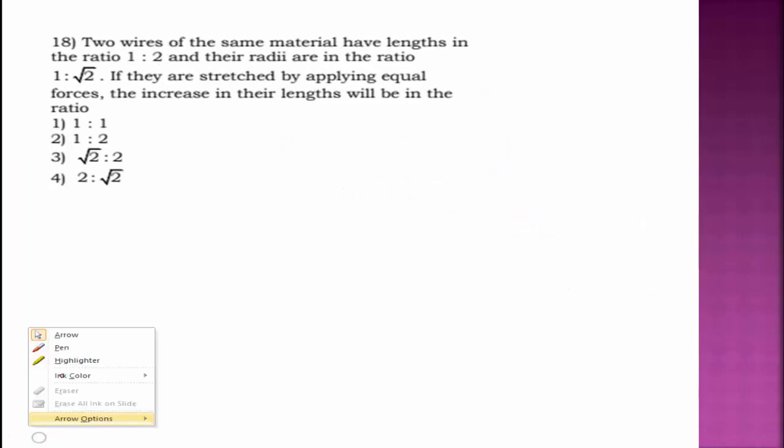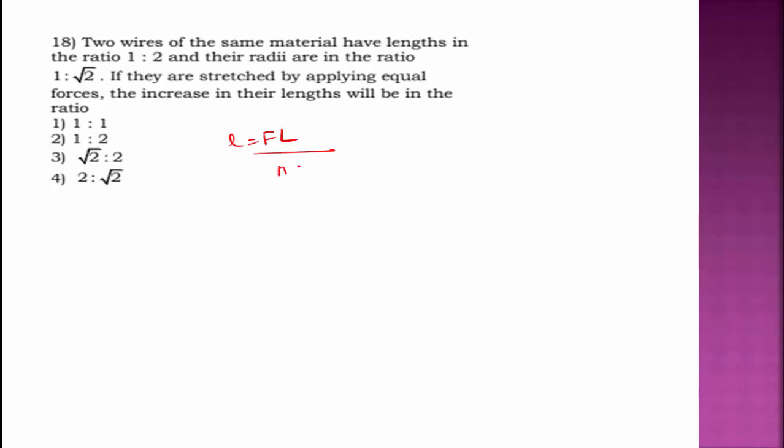Then the question number 18. Two wires of same material have lengths in the ratio 1:2 and their radii are in the ratio 1:√2. If they are stretched by applying equal forces, the increase in their lengths will be in the ratio. Here, the increase in length is equal to F into L divided by π r square into Y. So the increase in length l is proportional to L divided by r square.